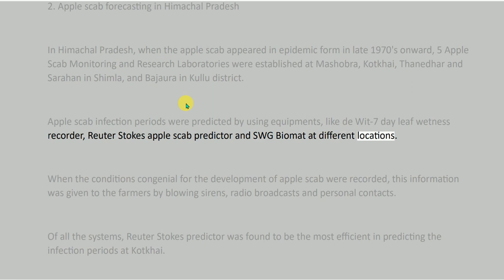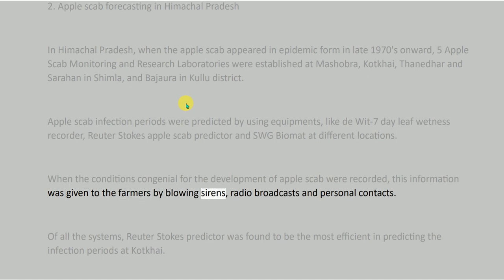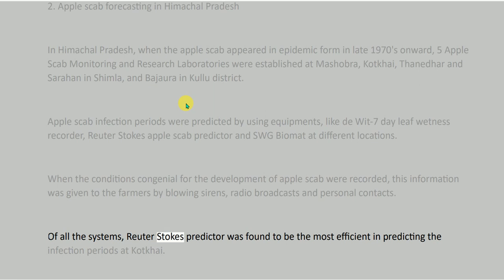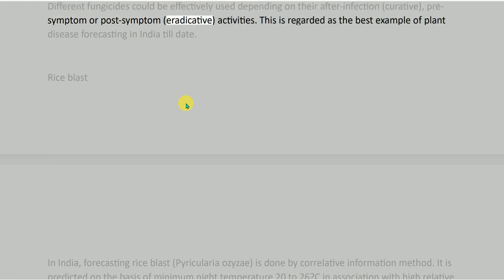When the conditions congenial for the development of apple scab were recorded, this information was given to the farmers by blowing sirens, radio broadcasts, and personal contacts. Of all the systems, Reuters-Stokes predictor was found to be the most efficient in predicting the infection periods at Kotgarh. Different fungicides could be effectively used depending on their after-infection, curative, pre-symptom or post-symptom, eradicative activities. This is regarded as the best example of plant disease forecasting in India till date.